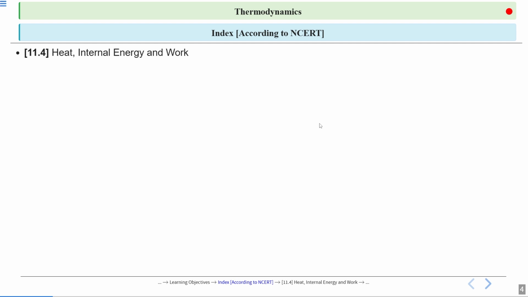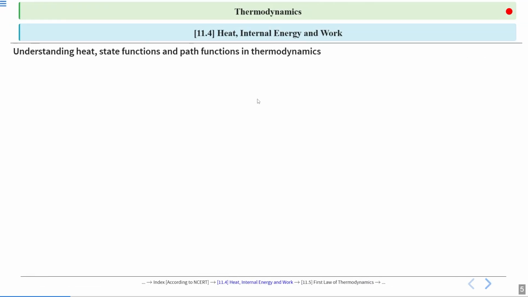So, according to NCERT, in today's lecture we will cover 11.4 heat, internal energy, and work. Then 11.5 first law of thermodynamics. All right. So, heat, internal energy, and work. Here, we will understand heat, state functions, and path functions in thermodynamics.